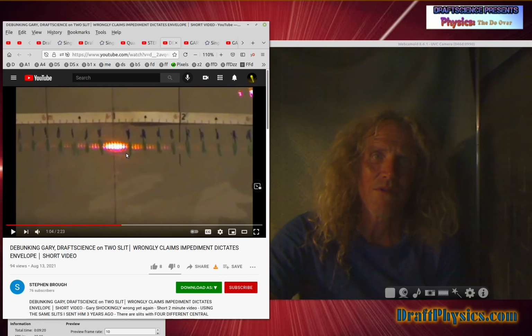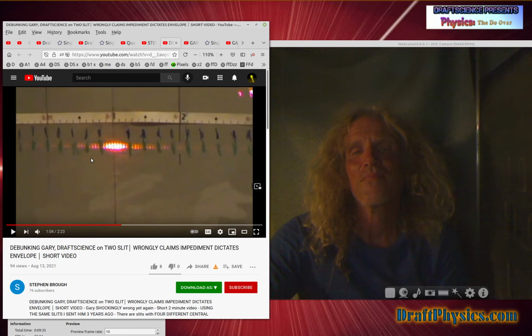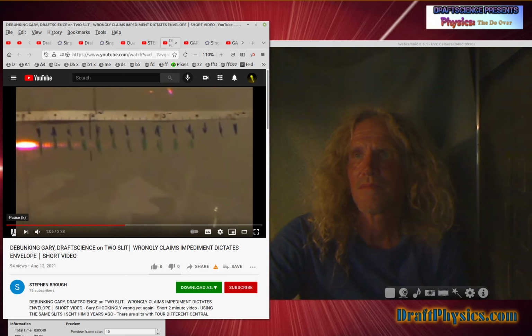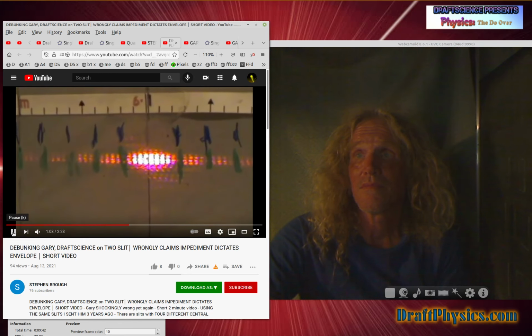So somehow, using a different slit with different openings, he created exactly the same pattern. Does anybody think that's possible? Do you think that's possible? I don't think that's possible, frankly. No, I don't think so. And you can see that it lines up with the previous mark. Even though the impediment is changing.